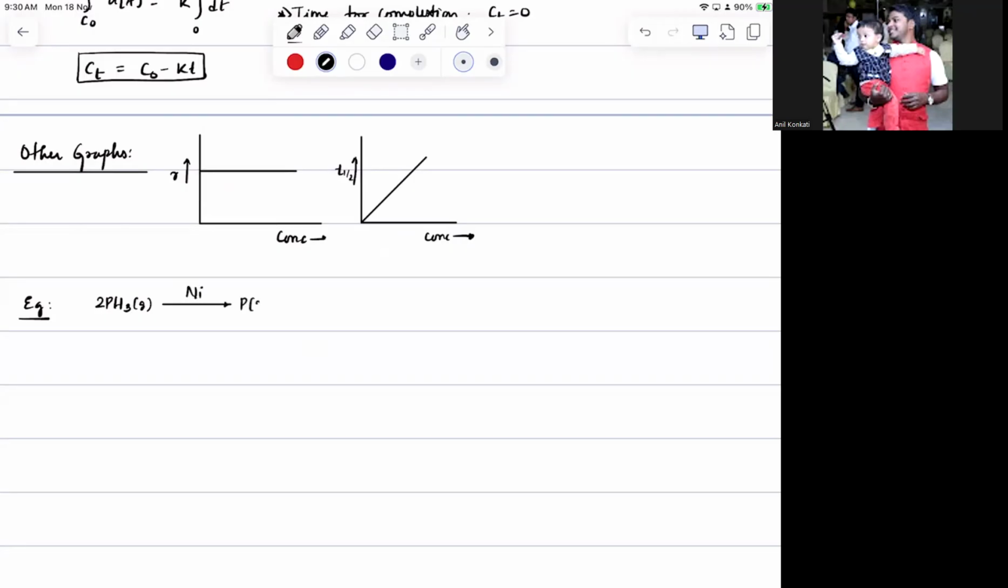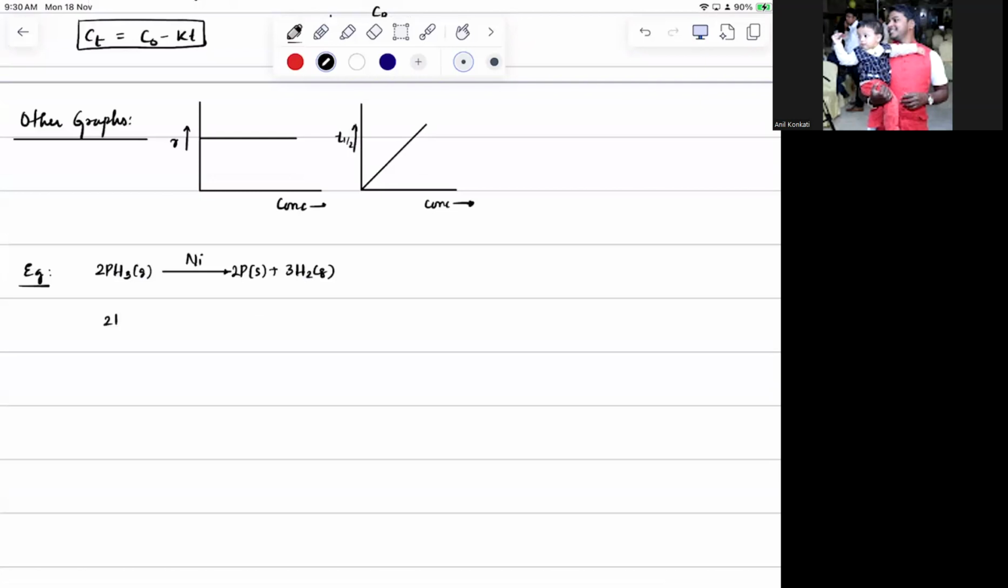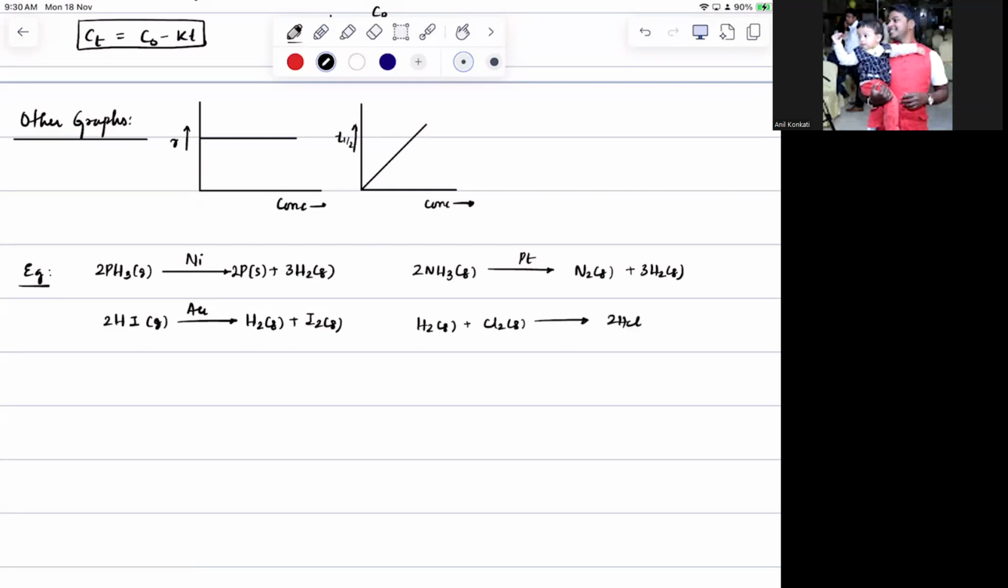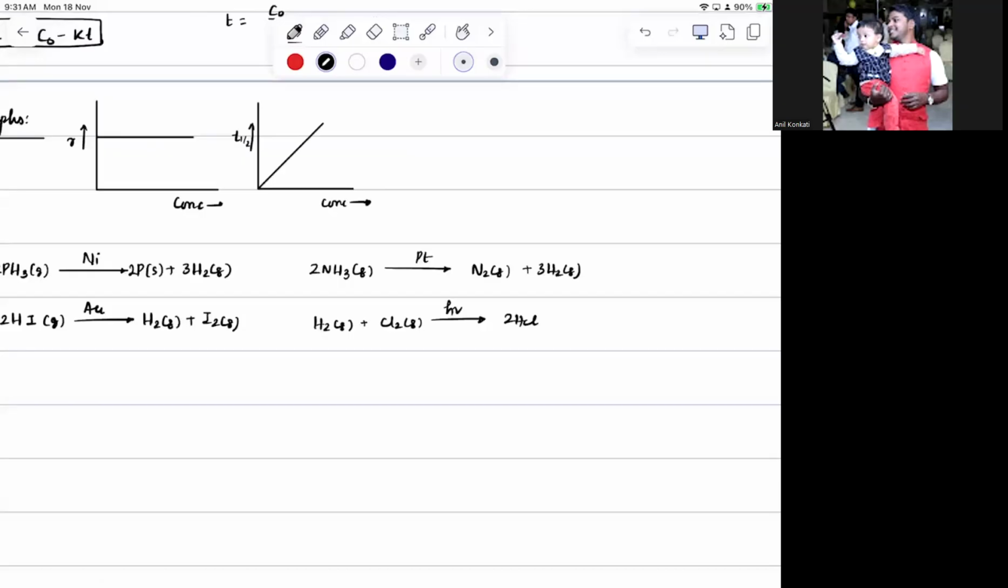2PH3 on nickel will become P solid plus 3H2 gas. 2HI gas in the presence of gold gives H2 plus I2 gas, and 2NH3 in the presence of platinum gives N2 gas plus 3H2 gas, or H2 gas plus Cl2 gas combining to form HCl on a metal surface or in light. So that is also a zero order reaction.